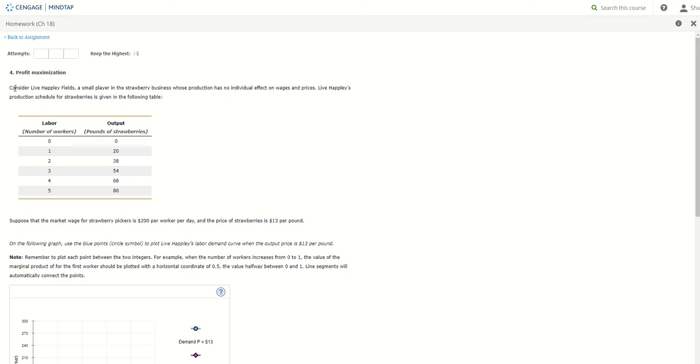So consider Live Happily Farm, a small player in the strawberry business where production has no individual effect on wage and prices. So this is a small company in a very competitive market and they have no price control or market power. Live Happily's production schedule for strawberries is given in the following table. We have the production function, with labor and output, and with more labor you have more output. Suppose the market wage for strawberry pickers is $200 per worker per day, and the price for strawberries is $13 per pound.